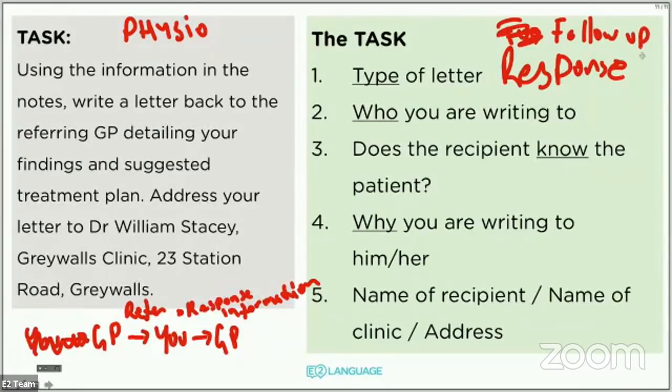It's a follow-up letter, isn't it? Or a response. Whoa, that throws a spanner in the works. This is why on test day you need to be completely flexible. You may be practicing writing referral letter, referral letter, referral letter. You go and sit in the exam and you get this on test day and you think, whoa, what do I do? You need to stop and critically think, because this is not a referral letter.